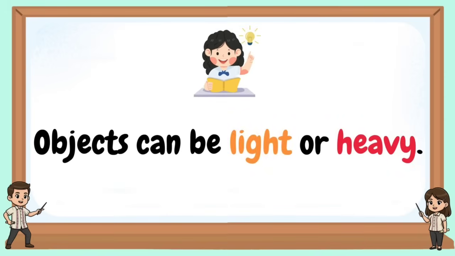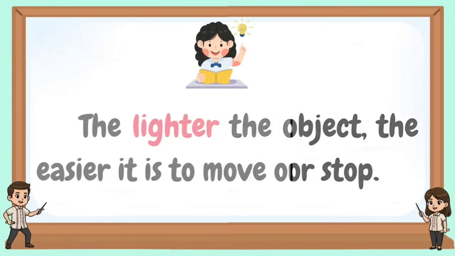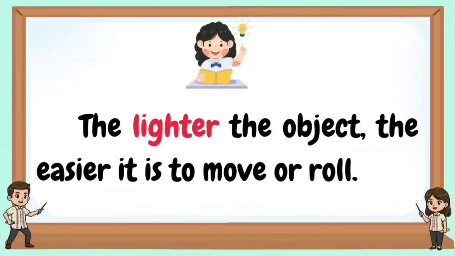Objects can be light or heavy. The heavier the object, the harder it is to move or stop. The lighter the object, the easier it is to move or roll.